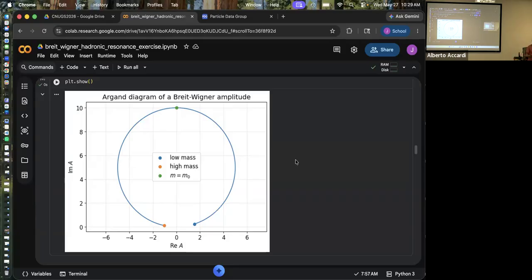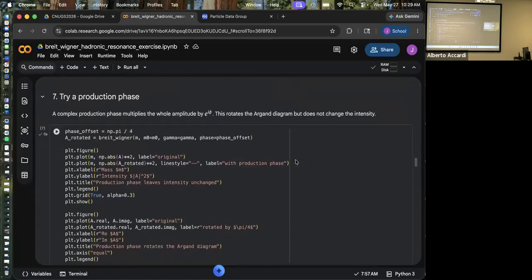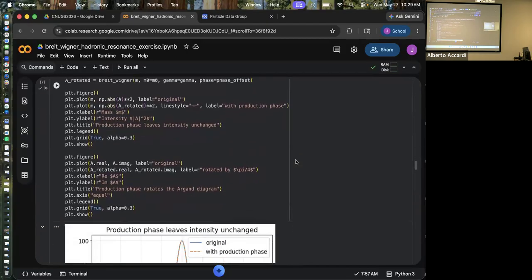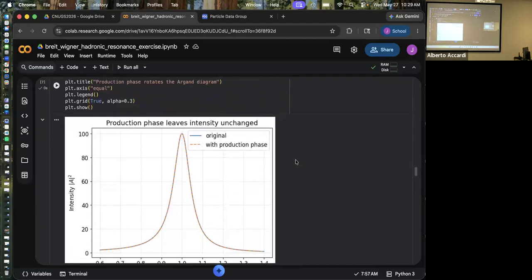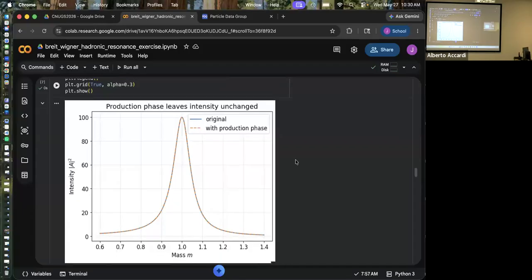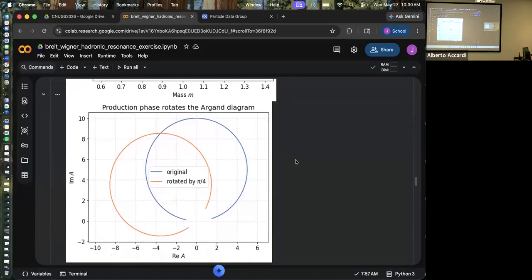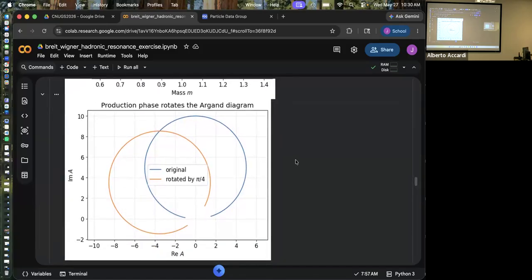What happens if we don't just have one resonance, but we have a couple of them? It starts to get a little more interesting. So let's skip this production phase for time. It turns out you can choose this phase parameter a little differently, and you get a slightly shifted Argand diagram. So you can basically choose whether you want the bottom of the circle oriented at 0 directly up here, or rotated by pi over 4.